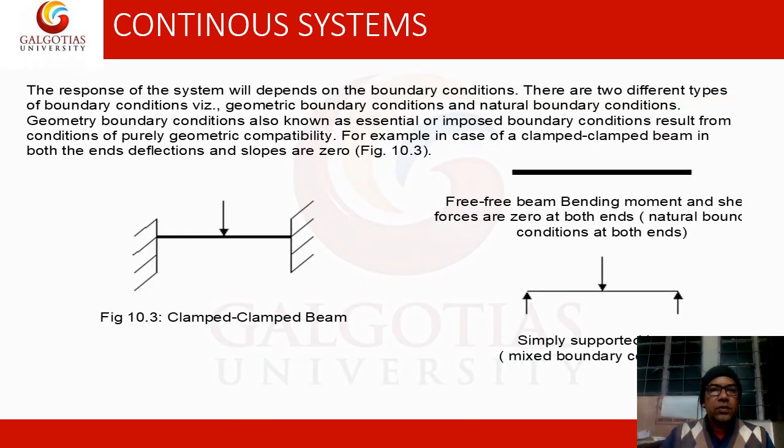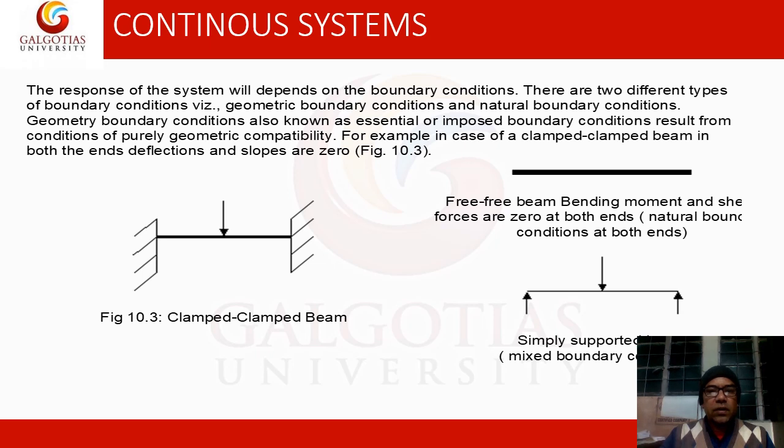So the response of the system will depend on the boundary conditions. There are two different types of boundary conditions, for example, geometric boundary conditions and natural boundary conditions. Geometric boundary conditions are also known as essential or imposed boundary conditions, and result from conditions of purely geometric compatibility. For example, in the case of a clamped beam, at both ends deflection and slope are 0. The figure is given below.